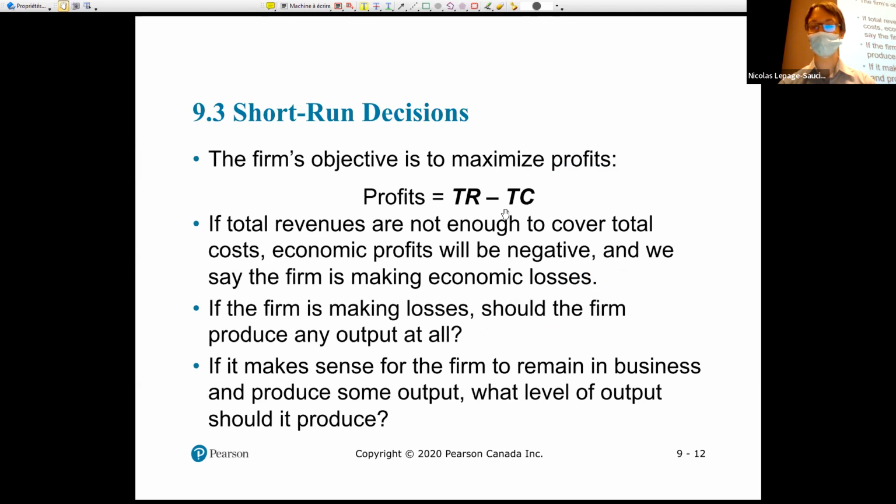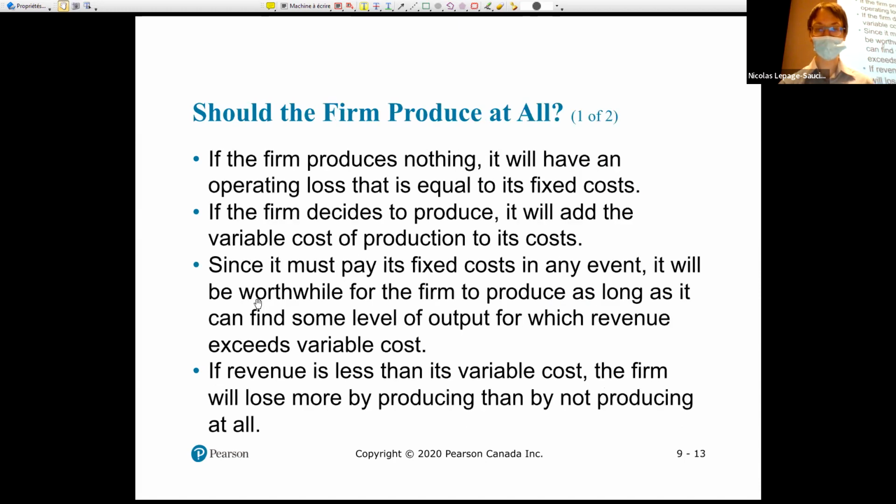Short-run decision. The most important is that you look at profits: total revenue minus total cost. So these are all the questions that I've been answering so far. Like I just said, if the firm produces nothing, it would have an operating loss equal to its fixed cost. If the firm decides to produce, then it would add the variable cost of production to its cost. But of course, in return, it has revenue at least.